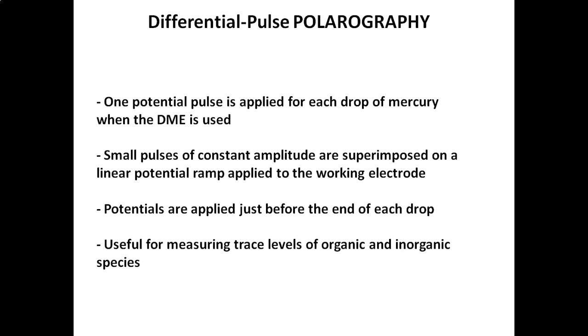That is, the initial potential is not kept constant. Linearly the potential is increased, and at every interval of time a pulse of equal potential is applied, and the current is measured during that period, right? So potentials are applied just before the end of each drop. Here also, at the end of the life of the drop, that is before the drop falls into the cell, the potential pulse is applied. This experiment is useful for measuring very trace levels of organic and inorganic species.